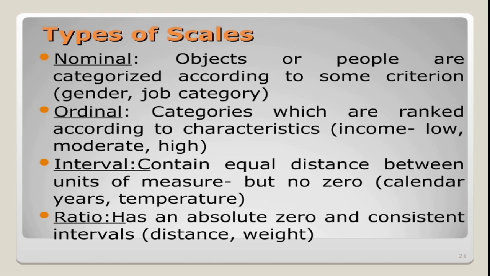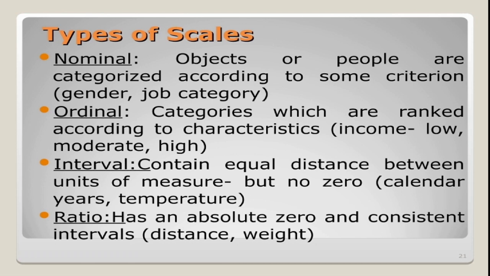So that's an order. Another one is interval scale. It contains equal distance between units of measure but no zero. Calendar years, temperature. Like that we can classify the numbers into class intervals. That's why it is interval. Another one is ratio.